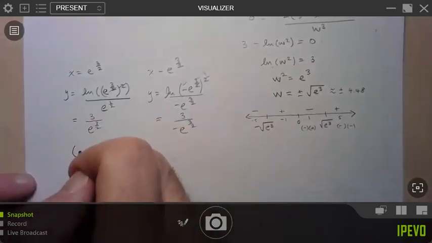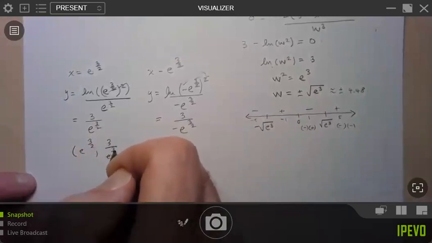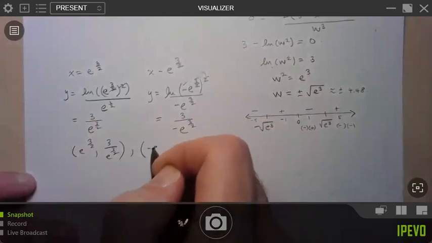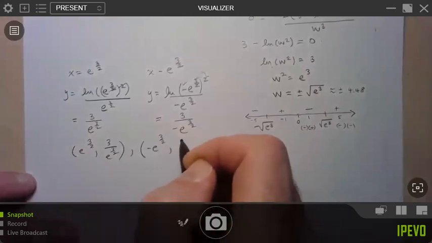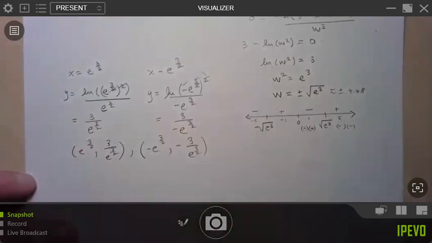I guess I should put this as 3 over e to the 3/2, and then here, negative e to the 3/2, negative 3 over e to the 3/2, and those are my points.